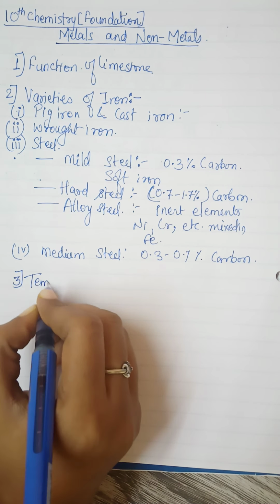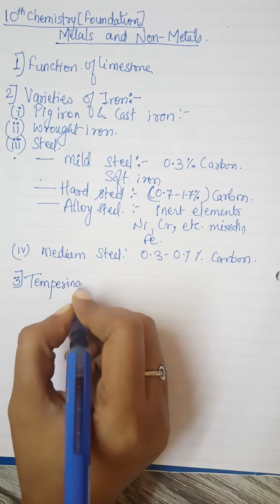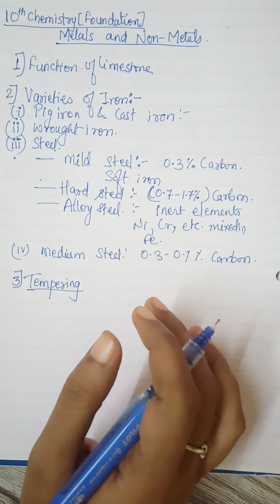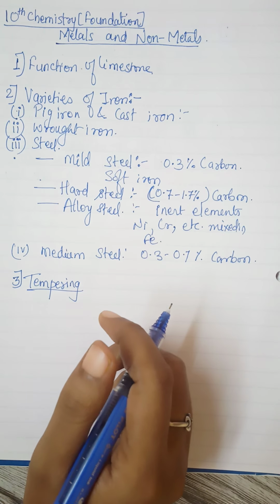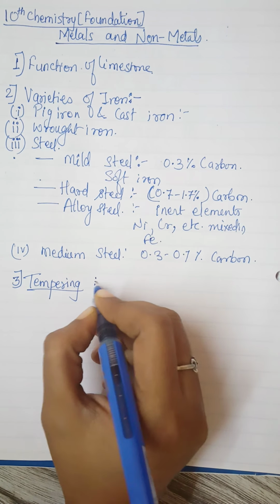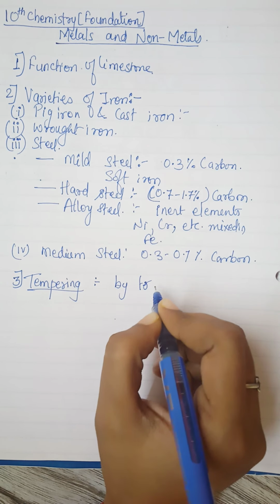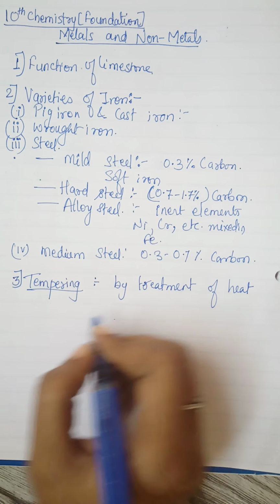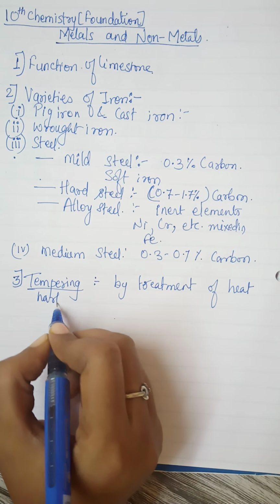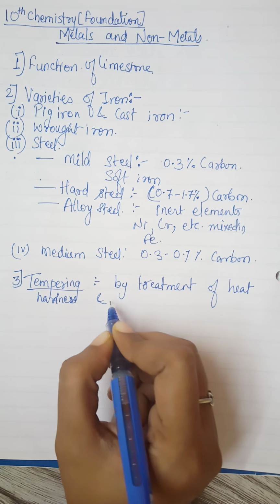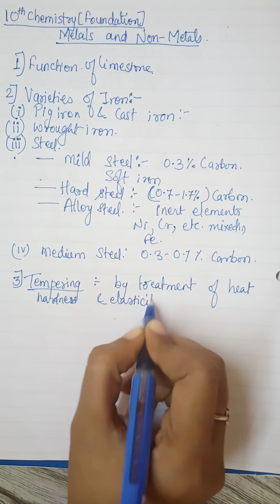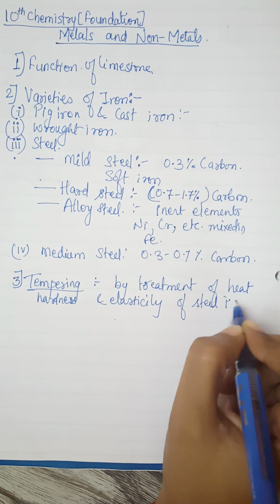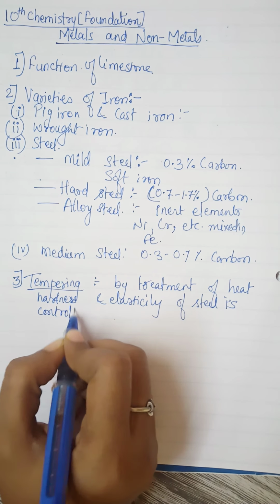Third one is tempering. What is tempering? Basically the hardness and elasticity of the steel can be controlled in it, specifically by treatment of heat. So I'll just write it over here. By treatment of heat, hardness and elasticity of steel is controlled. This is what we do here in tempering.